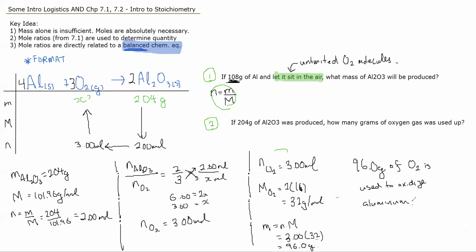This exercise or this example sort of summarizes all that you need to do for chapter 7.1 and 7.2. It talks about how you need to use mole ratios to go from one side to another. And it also talks about how you may be given mass instead of the number of moles, which means there's an extra couple of steps you need to do.